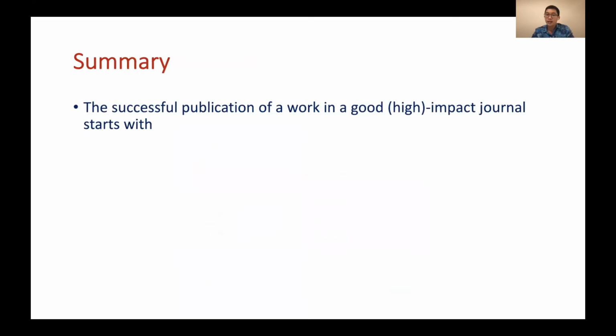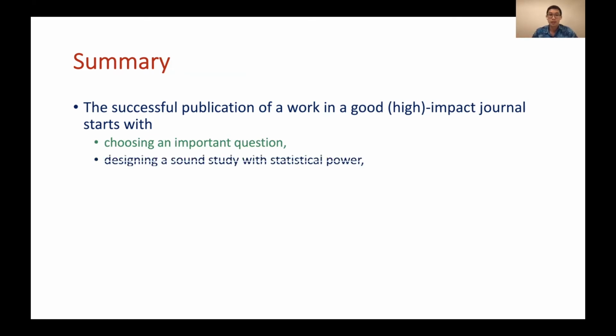All right, I think it's time for the summary. The successful publication of work in a good or high impact journal starts with choosing an important question, right? Is that thing really interesting right now or not? Does it really solve a problem? What is the real problem right now? Try to choose something where you can answer the important question.